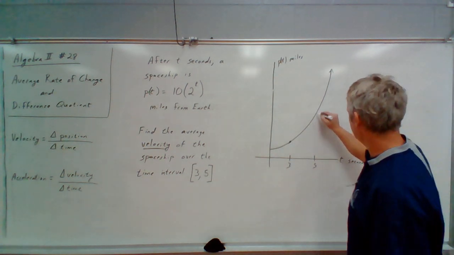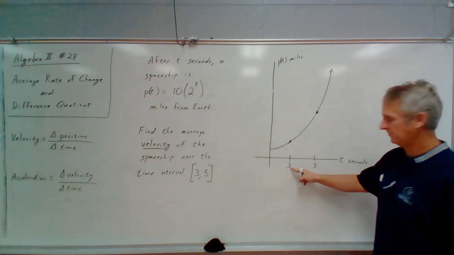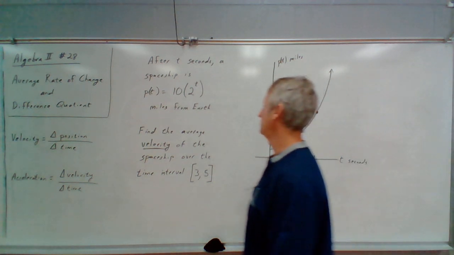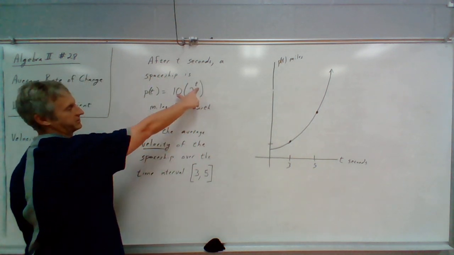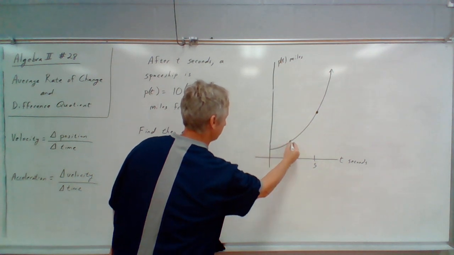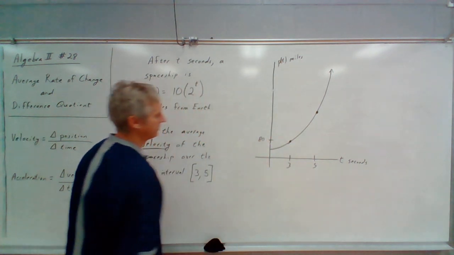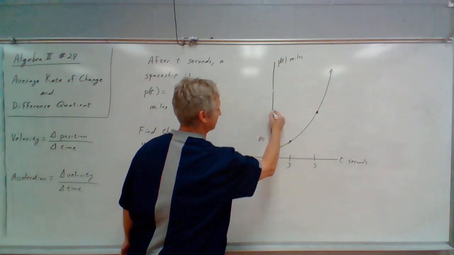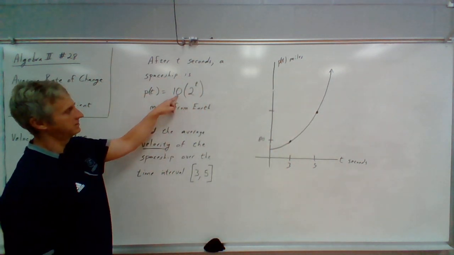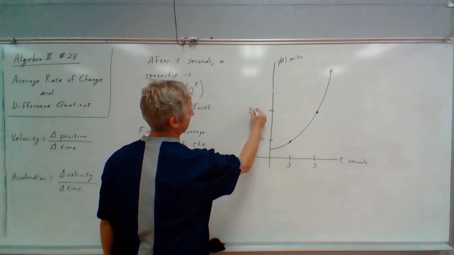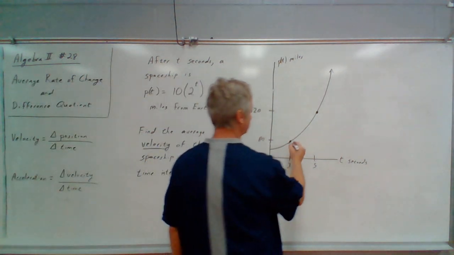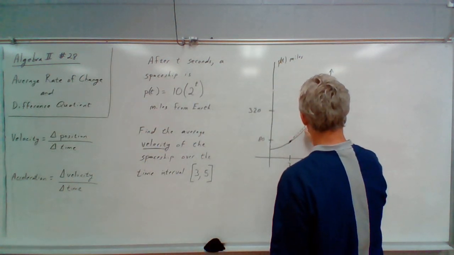So there's that point. There's this point. If this is 3, then this would be P of 3, which would be 2 to the third is 8 times 10 is 80. So that would be 80. If this is 5, then this point would be P of 5. 2 to the fifth is 32 times 10 is 320. Okay, so I'm going to find the slope of the secant line through those 2 points.